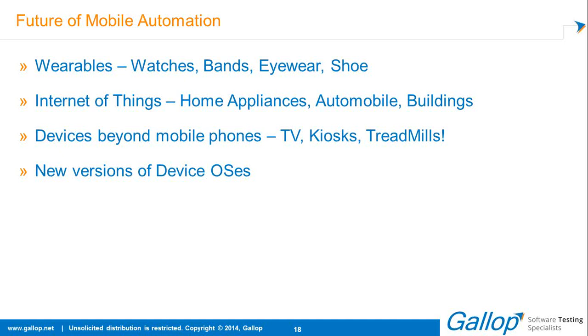And then you have these new versions of device operating systems that keep coming. So the future is going to get really rocky, and the mobile automation suite that you build needs to be maintainable because you want to expand your automation onto these sets of devices. So we at Gallup work closely with our partners, the tool vendors, to stay ahead of the market, and we do a lot of research on what is coming next in the mobile space, and then we work closely with them to get a solution to that.